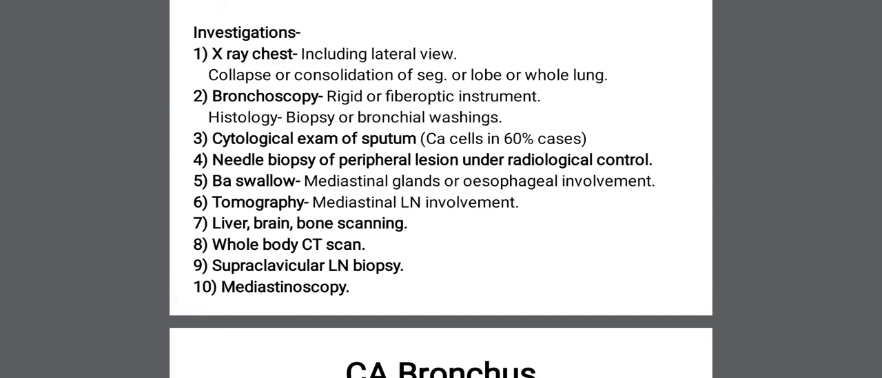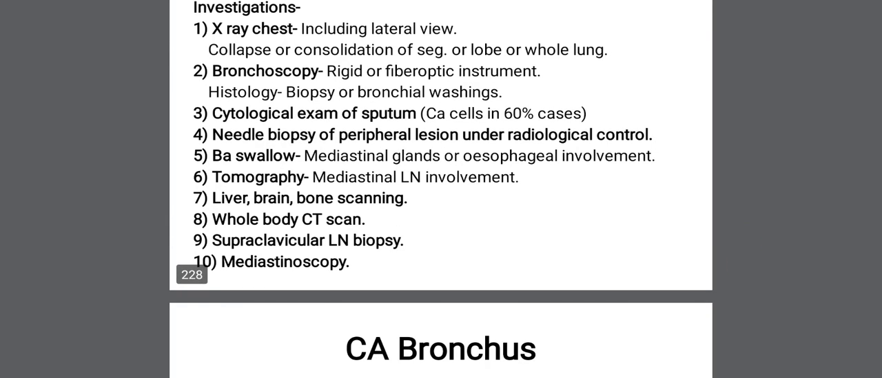Then third one is cytological examination. Cytological examination of sputum will reveal malignant cells in about 60% of cases. The next investigation is needle biopsy of peripheral lesion under radiographic control, and that is for histological diagnosis. Next investigation is barium swallow, for the mediastinal glands and esophageal involvement.